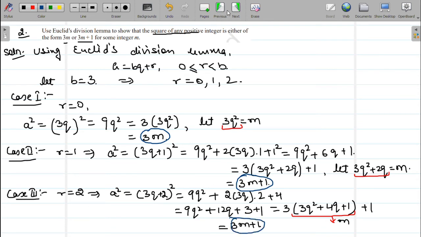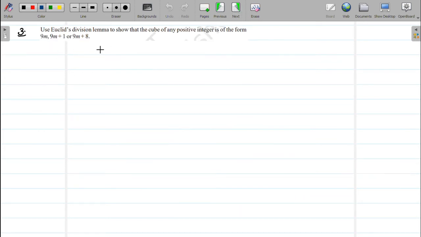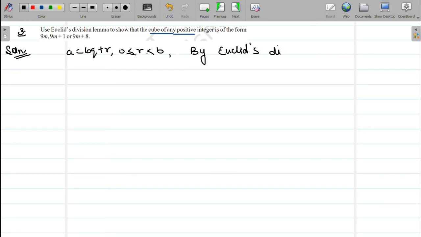Then the next one is another question. Now we have to take the cube. The method is exactly the same. We again start with, by Euclid's division lemma, a is equal to bq plus r, where r can be 0 or less than b. So now this time, students, we can see we have a 9 here.